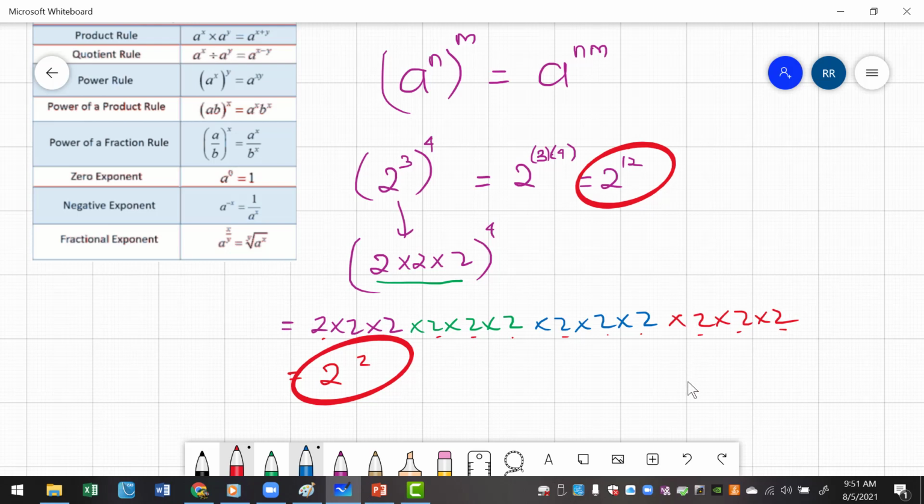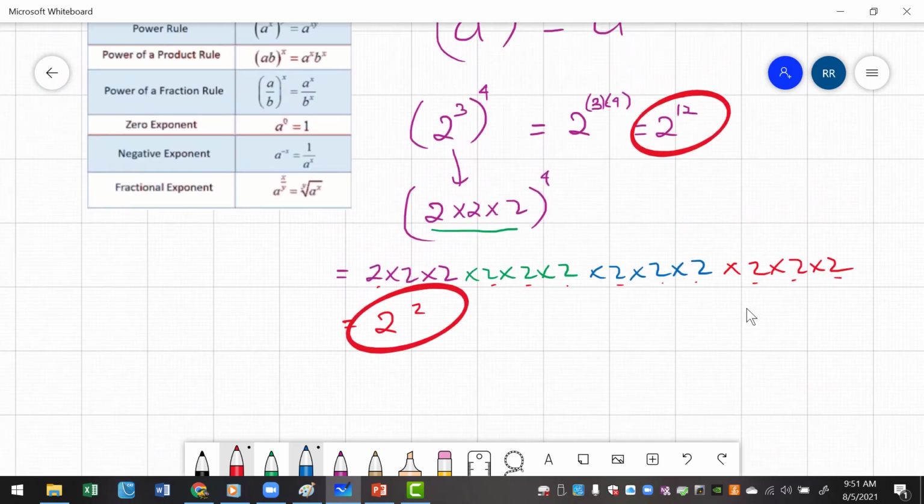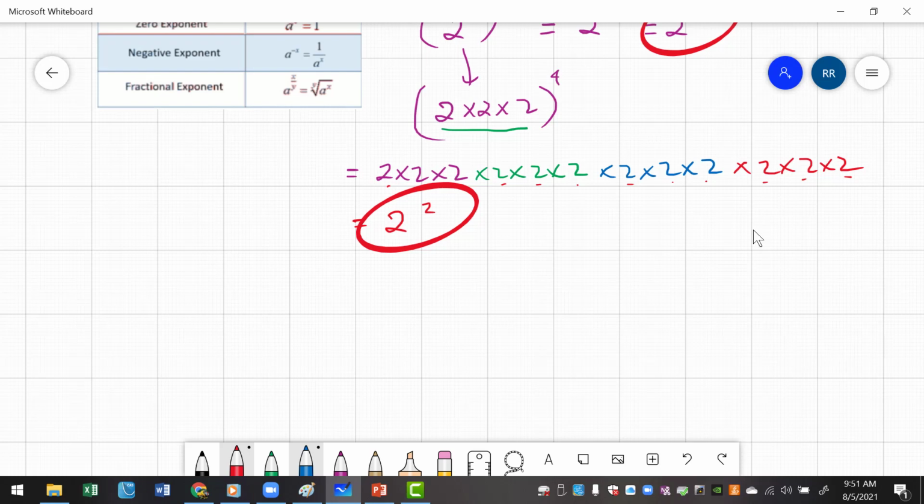So I'm going to give you one more example for this power rule. Let's say I have 5 to the power of 6, and then to the power of, let's say, 3. Okay, so we can write this down as 5 to the power of 6 multiplied by 3. This is equal to 5 to the power of 18.